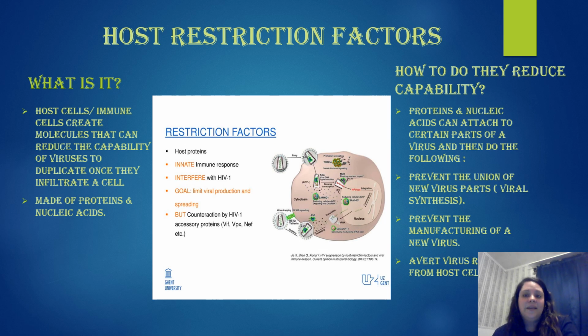Basically, proteins and nucleic acids can attach to certain parts of a virus, and then they do the following. They prevent the union of new virus parts, which is referred to as viral synthesis. They prevent the manufacturing of a new virus, and they keep it from forming. And then they can keep virus parts from leaving the host cell. That's basically what it comes down to. Here in the middle, I just have a restriction factor diagram showing you kind of how that works. This is going to be a really big deal when it comes to things like viruses, such as the ones that cause HIV.